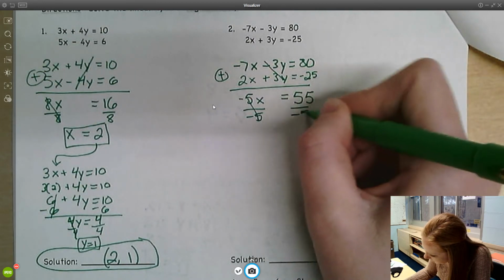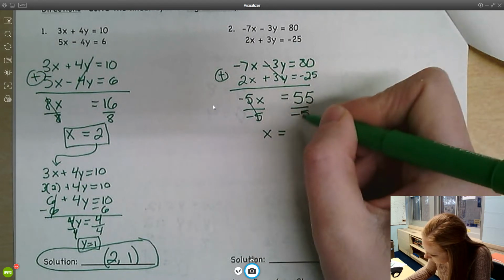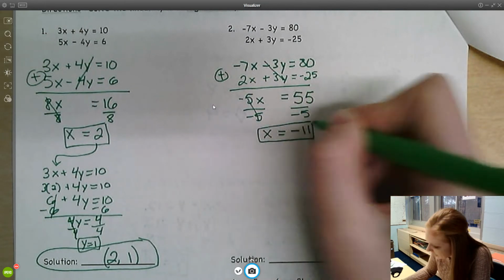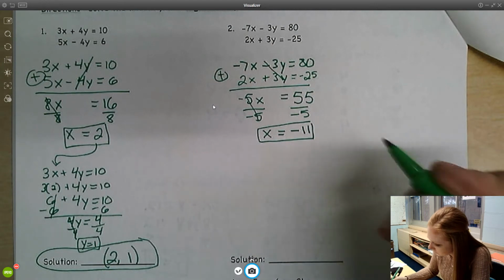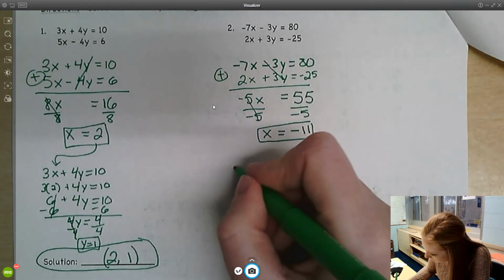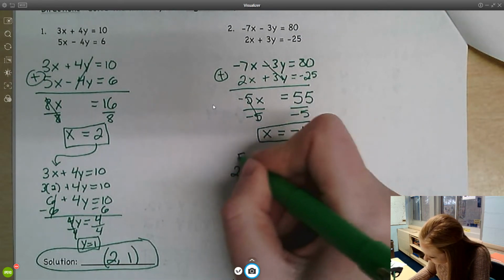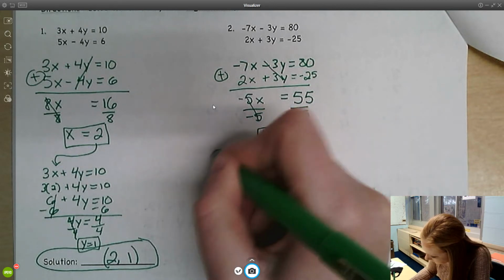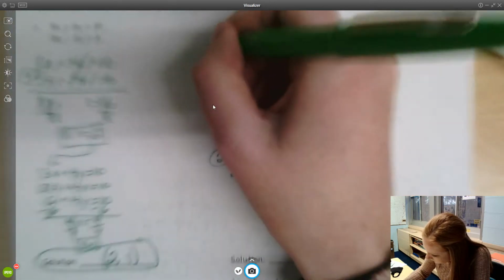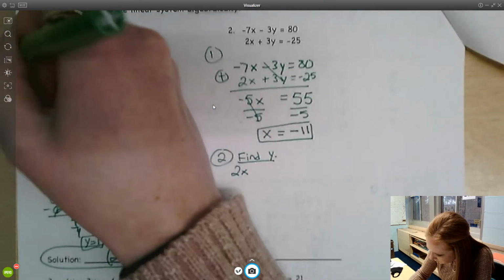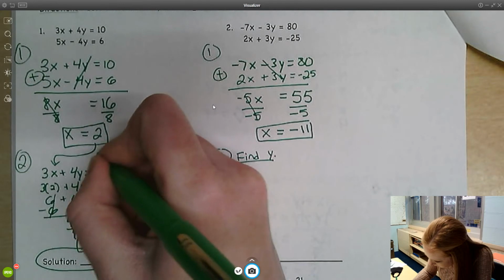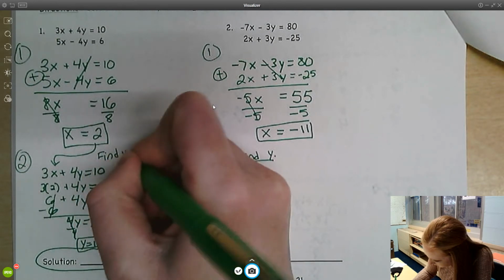Divide both sides by negative 5. X equals negative 11. Now we have to go back and find y. So I'm going to rewrite one of my equations. So now we're finding y. So this is kind of step 2. This was step 1. This was step 2, where we are finding y.